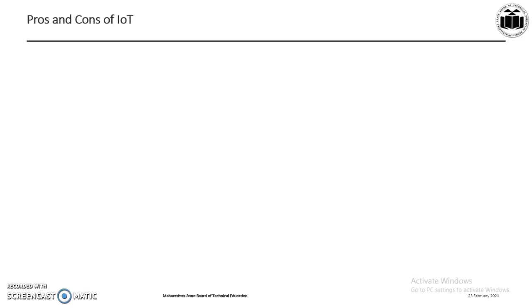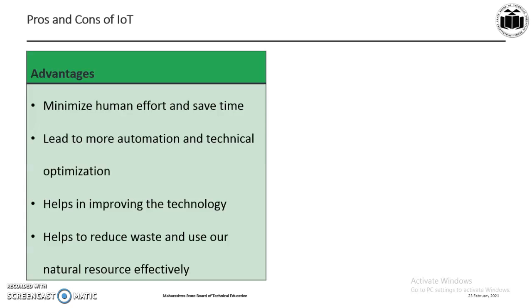Now let us talk about some advantages of IoT. If you use IoT, it provides advantages like it minimizes human effort because the machines are directly interacting and processing the functions. Definitely it will also save time in processing. It leads to more automation and technical optimizations, and optimization of resources can be done. It helps in improving the technologies. Also, it helps to reduce waste and use our natural resources effectively.